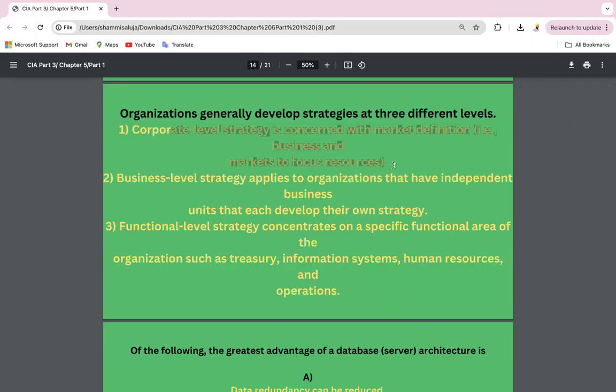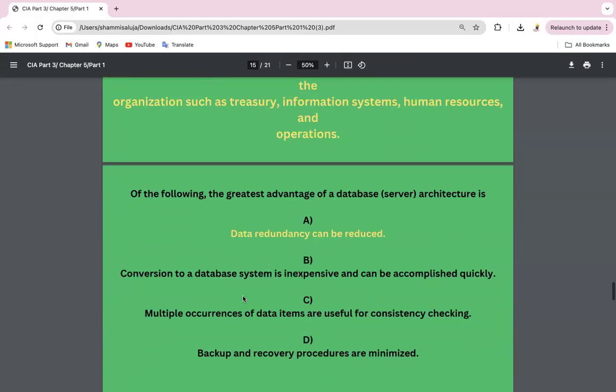In business level, obviously the strategies are for the fulfillment of organizational objectives and goals. And if you talk about the functional level, the human resources, information system, operations, everything needs to be carried out by the senior most person through the functional team members.